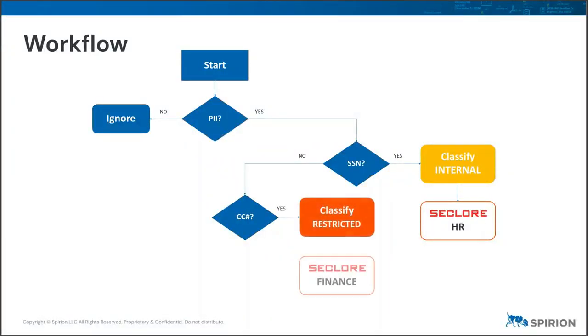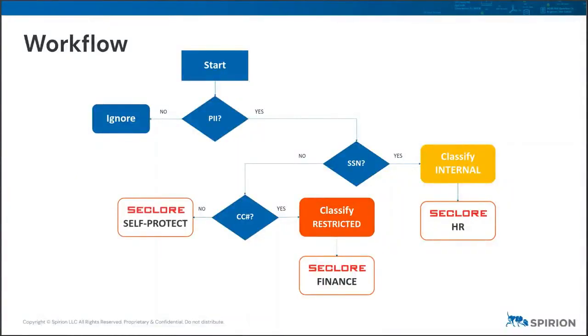Maybe it's a credit card. And if we do find credit card information there, well, we're going to classify that as restricted, and we're going to lock that down using a different Seclore policy all through the playbook, and apply Seclore rights management to only the finance department. And this can be as granular and as complex as you want, but at some point, maybe you're going to find something that doesn't have a social security number or a credit card number.